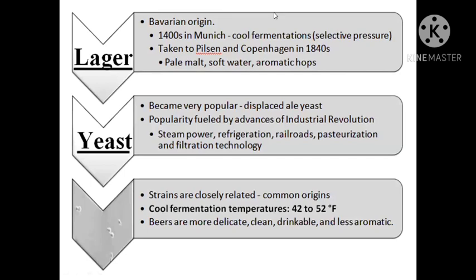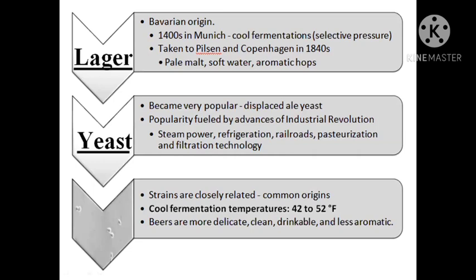I'm talking here about lager yeast in lager beer. What kind of yeast are we using? Here you can see the lager yeast: originating in Munich in the 1400s, cool fermentation, selective pressure, taken to Pilsen and Copenhagen in the 1840s. Pale malt, soft water, aromatic hops. Lager yeast became very popular, displacing ale yeast. Popularity was fueled by the advance of the Industrial Revolution, steam-powered refrigeration, pasteurization, and filtration technology.